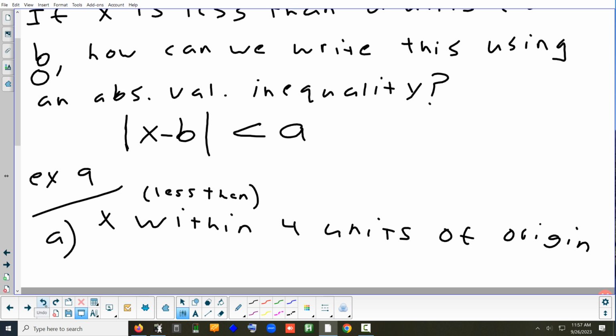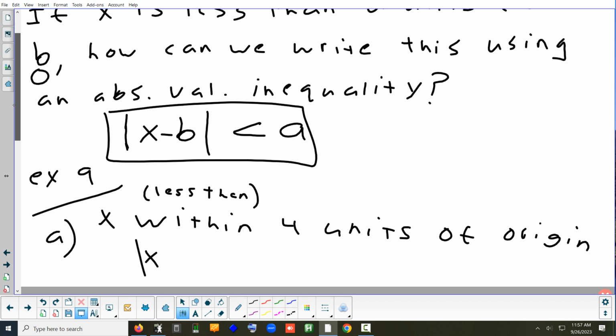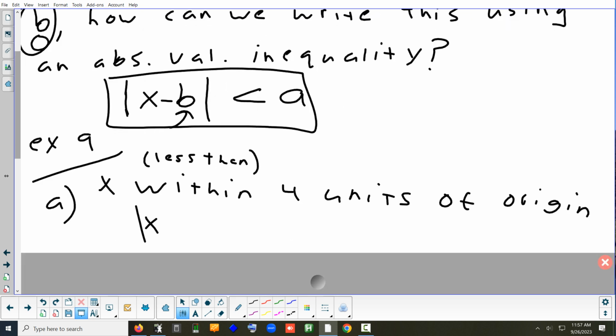So what would it look like when I write it down, filling in what I said? So you want to write both or just? I just write this. You write x minus 4. Well, absolute value, right? X. Alright, then x plus 4. Oh, I'm sorry. What it is, it'd be absolute value of x minus 0 is less than 4. Yeah. That's the inequality that represents being within 4 units of the origin.